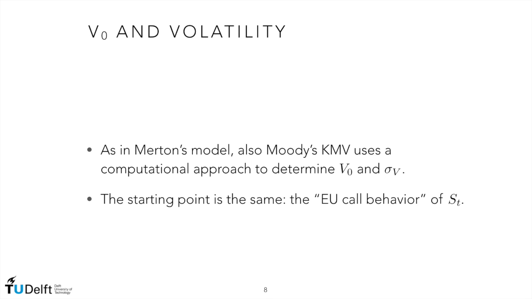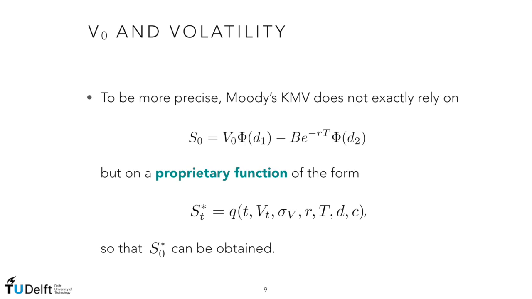The starting point is more or less the same. We exploit the European call behavior of equity, of ST. To be more exact, Moody's KMV does not exactly rely on the standard formula for a European call, the one we have used so far under Merton's model, but they rather use a proprietary function that includes the formula of the European call, but also adds extra arguments, like, for example, the quantity D, that is the leverage ratio of the company under scrutiny, and the quantity C, that is the average coupon paid by long-term debt of the company, if this information is available, or of a homogeneous group of companies similar to the one we are interested in.